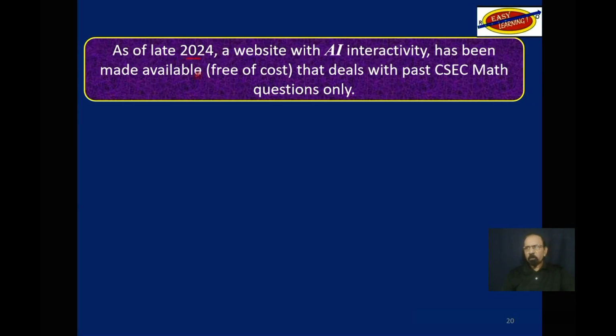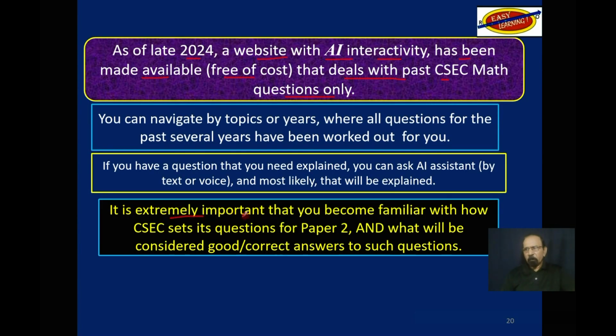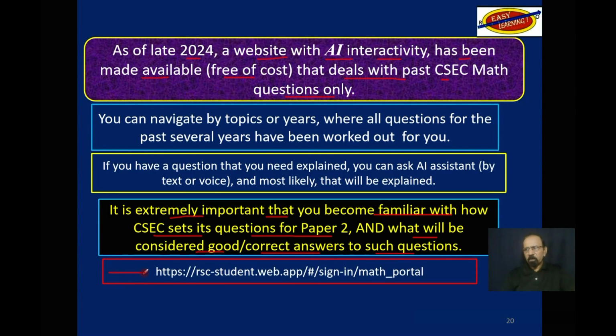Also, as of late 2024, a website with AI interactivity has been made available free of cost that deals with past CSEC math questions only, specifically from paper 2. It is extremely important that you become familiar with how CSEC sets its questions for paper 2 and what will be considered good or correct answers to such questions. This is the URL for that website.